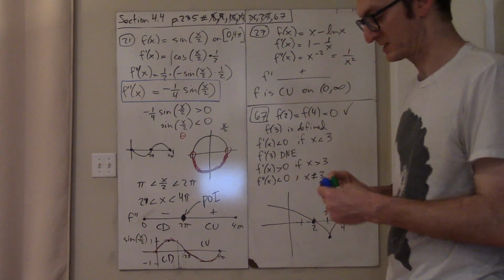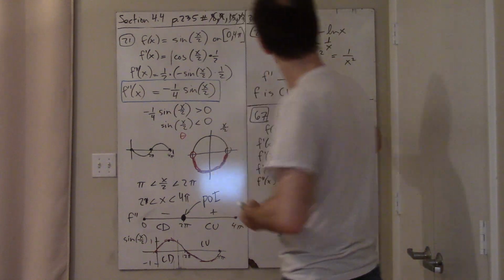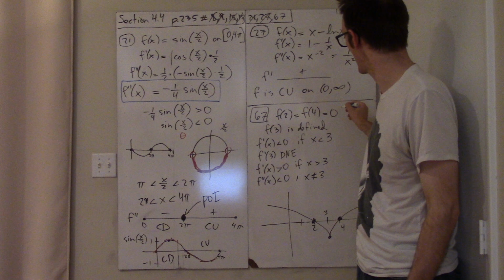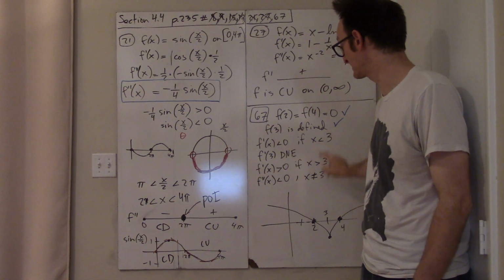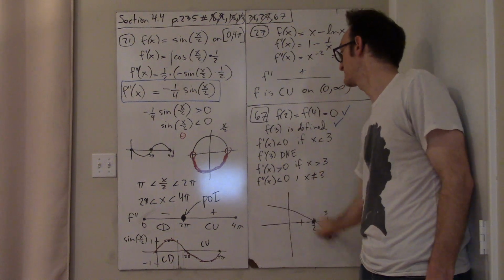I think this works. Let's check. So f of 2 is 0 and f of 4 is 0. Check. F of 3 is defined. Check. The derivative is negative if x is less than 3, so the function is decreasing. Check.